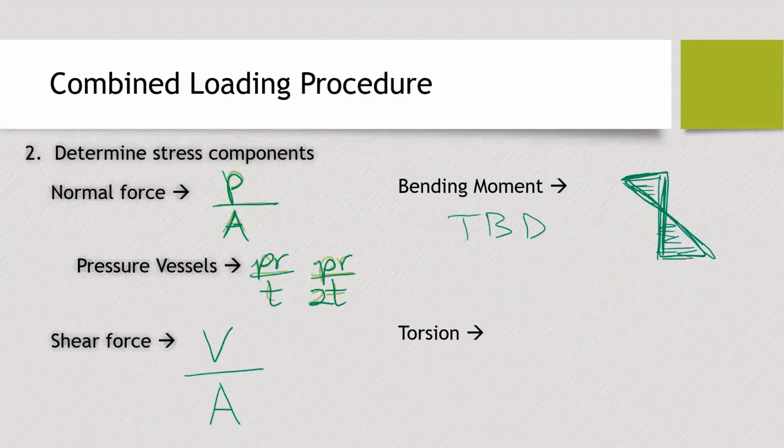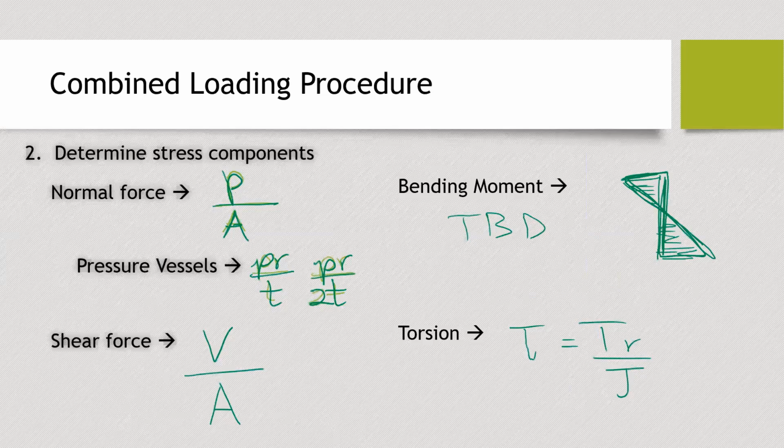And then we have torsion. We've talked about torsion, right? You have your shear stress, that is, let's see, Tr over J, is that right? That's good.